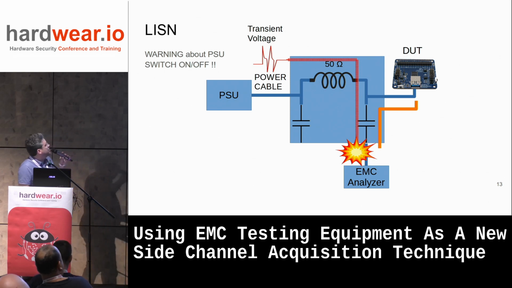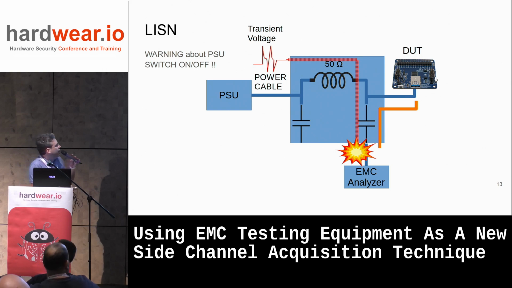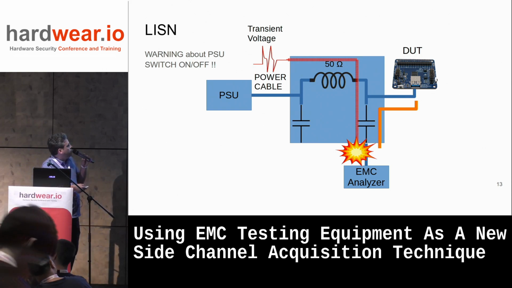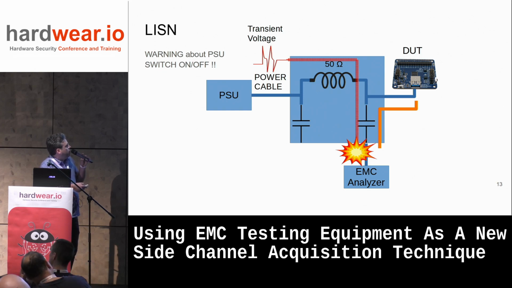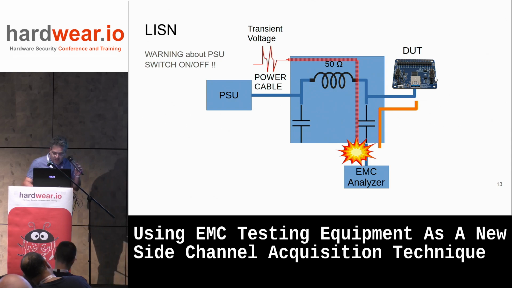An important point with the LISN is a big warning about the PSU, the power supply unit, because of transient voltage. When you power on or power off your power supply, you have a transient which goes directly through and passes the DC block and will destroy your spectrum analyzer. So it's a very important point to check how to avoid that, as it's quite expensive hardware.